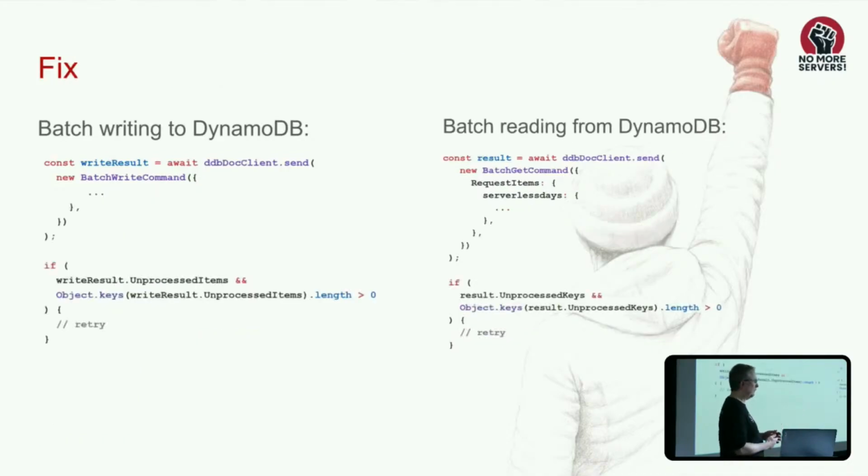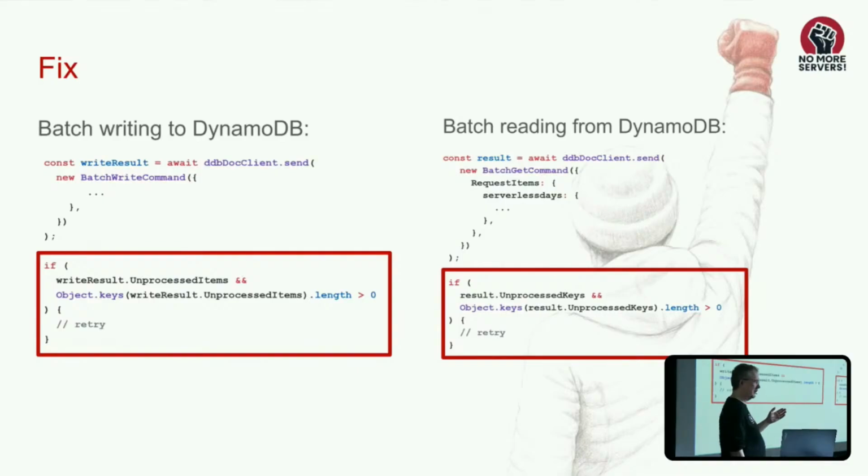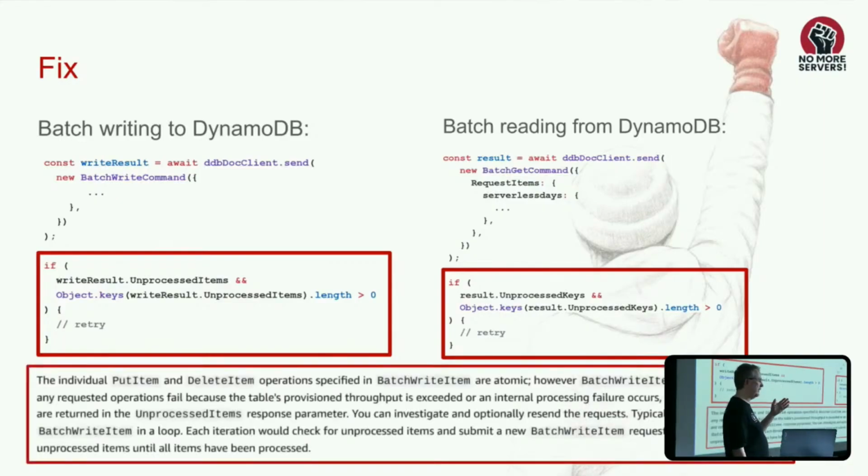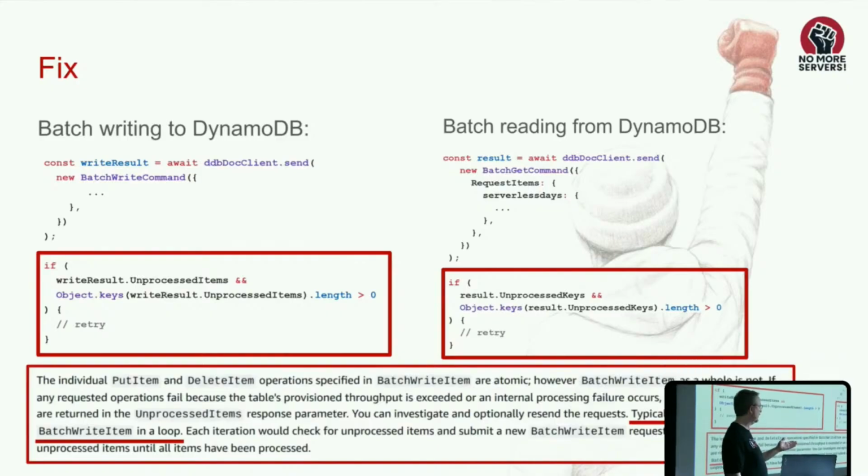In case of batch failure, you don't get an exception. You just get a list of failed items, and you should retry them yourself. I know it's confusing, but that's in the documentation also.